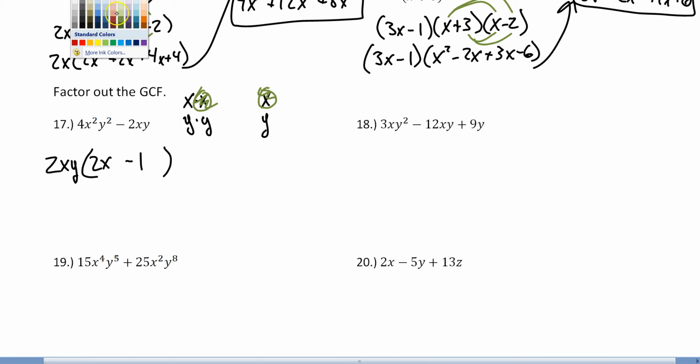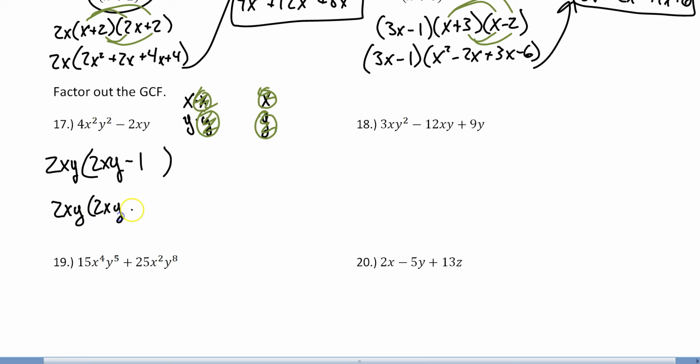And if I do the same thing with the y's, I say, let me take one of these y's away from each of you. You see that I'm left with one of the y's for the first term, but nothing for the second term. Okay? And so my answer just becomes 2xy times 2x minus 1. And that's it. So think about physically removing the variables here.